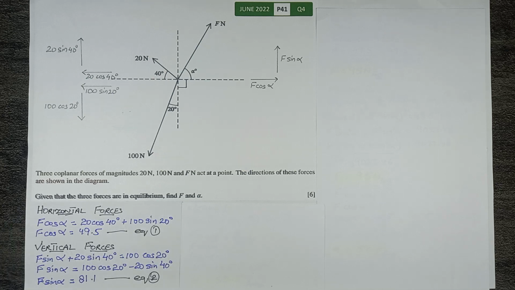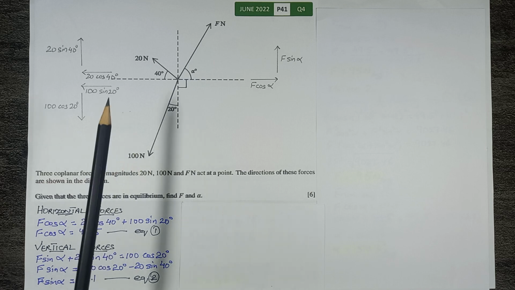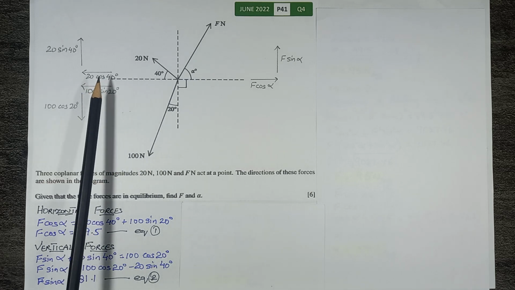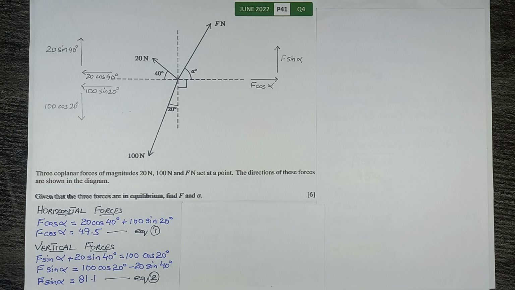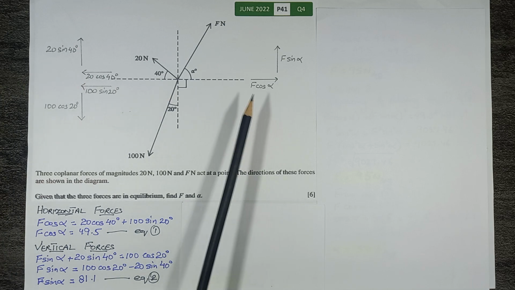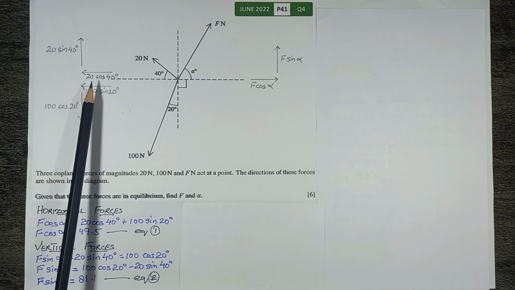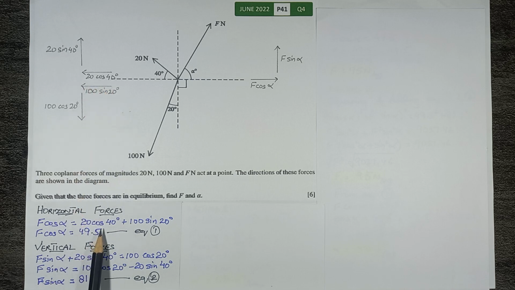Now let us continue with the condition of equilibrium. As we can see, we have two things, that is the horizontal and the vertical. So first of all, let us talk about horizontal. In horizontal, we have two forces over here, the 20 cos 40 and 100 sin 20 to the left and F cos alpha to the right. So adding these, 20 cos 40 plus 100 sin 20 would be equal to F cos alpha, and by simplifying 20 cos 40 degree plus 100 sin 20 degree, which is 49.5, we can say that F cos alpha is equal to 49.5, equation 1.